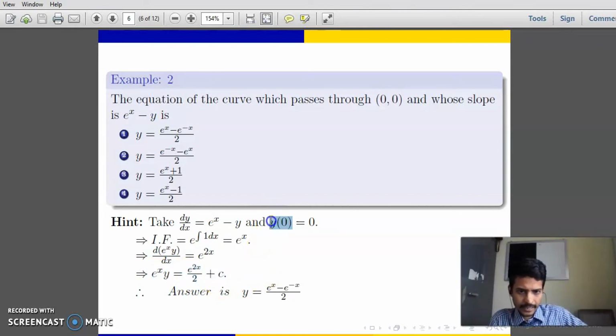Now applying the condition at x is equal to 0, e to the power x means e to the power 0 is 1, but the value of y is 0, so the left hand side will become 0. The RHS part, e to the power 0 is 1 upon 2 plus c. So if you take 1 upon 2 to the left hand side, it becomes minus 1 by 2. Substituting minus 1 by 2 here, and after dividing by e to the power x on both sides, you end up with the answer (e to the power x minus e to the power minus x) divided by 2, which stands for option 1 as the correct answer for the question.